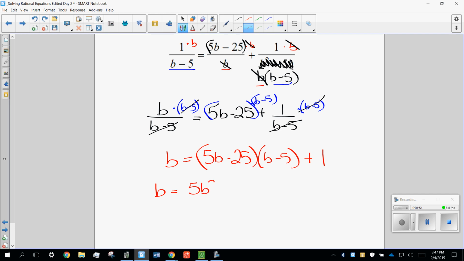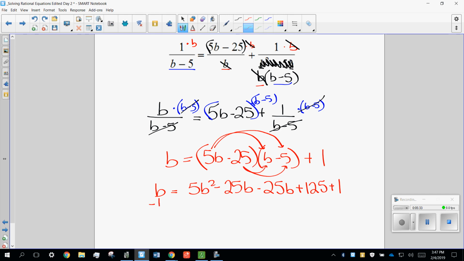Multiply this all out. 5b times b, 5b squared. 5b times negative 5, negative 25b, then negative 25 times b, another negative 25b, and then negative 25 times negative 5, plus 125, plus 1. Then we've got to combine like terms. And since we have a quadratic, we want to get everything on one side so that we can either factor, graph, or use the quadratic formula.